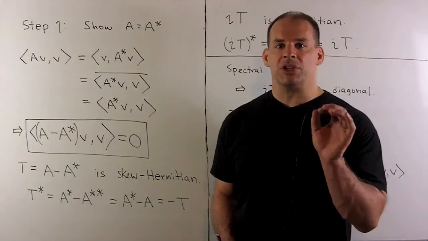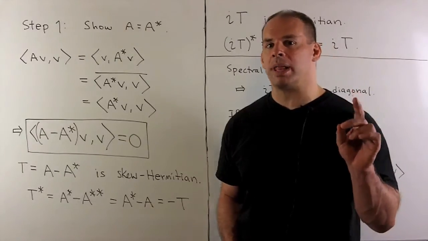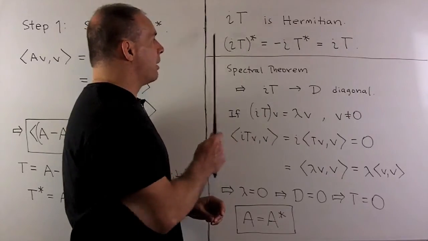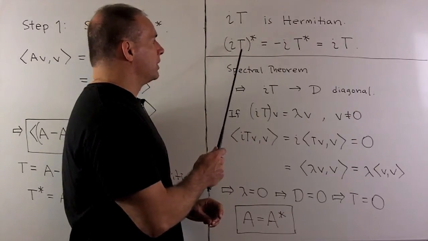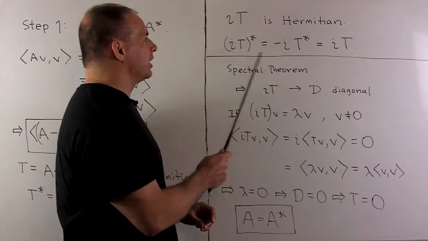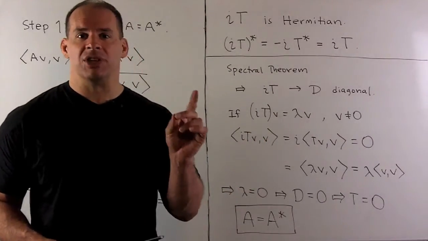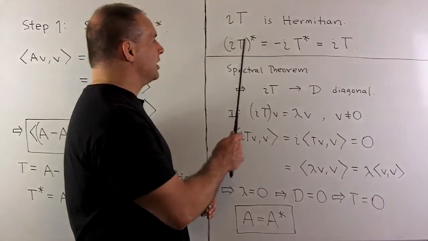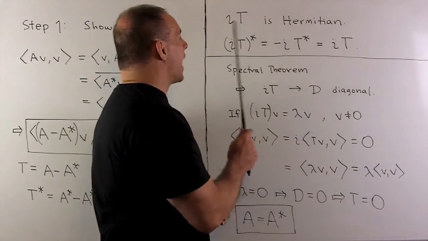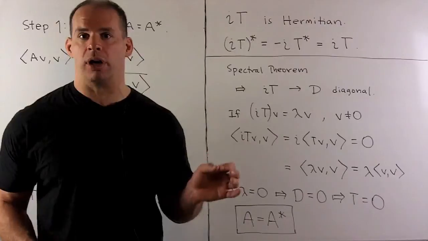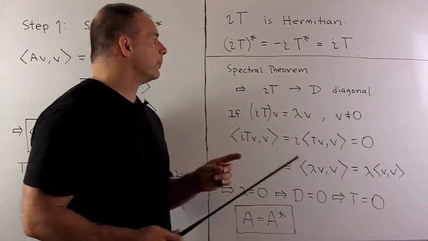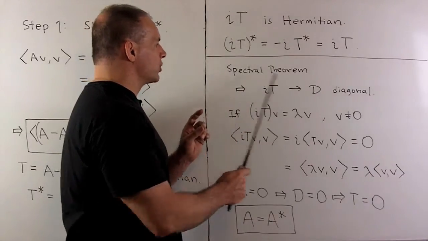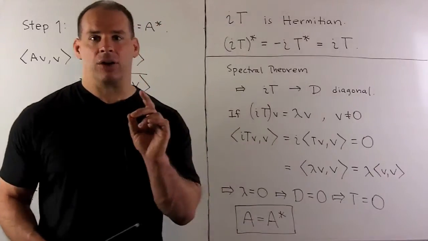Now, if I have a skew Hermitian matrix and I want to make it Hermitian, I just multiply by i. So iT, we take the complex conjugate. We're going to take T star, and then we take the conjugate of i, which becomes minus i. But T star is equal to minus T, so the minus signs go away. And I have that iT star is equal to iT. So iT is Hermitian, or self-adjoint. Now, we can invoke the spectral theorem on iT. So what this will say is that iT can be put in diagonal form.